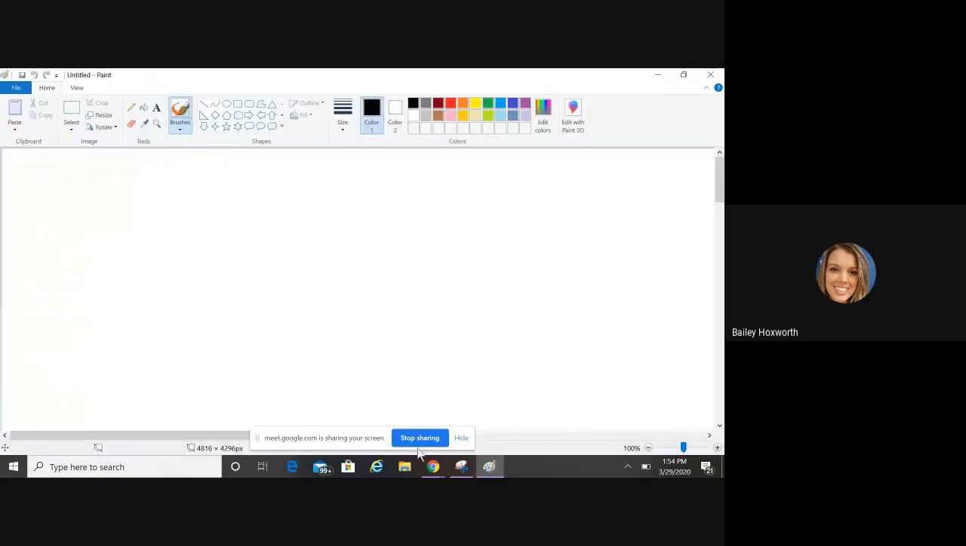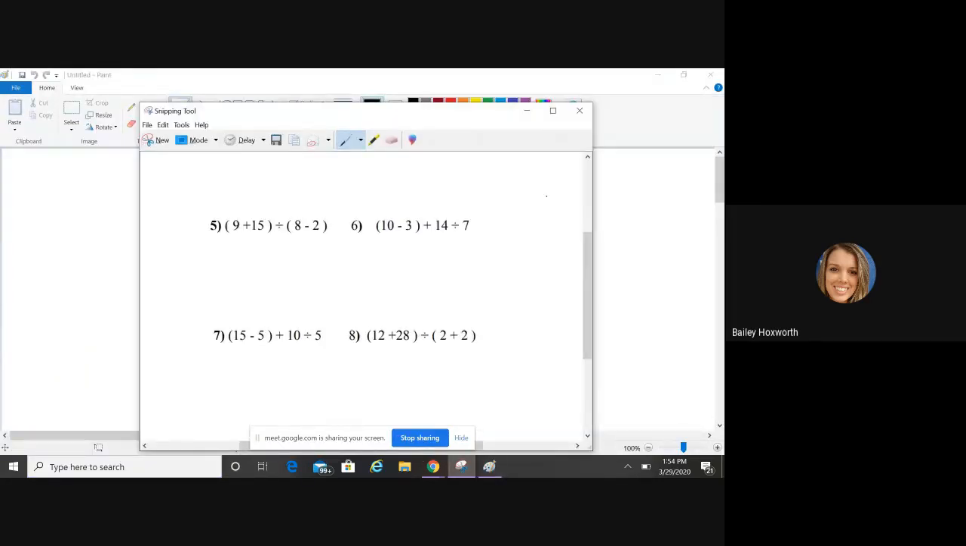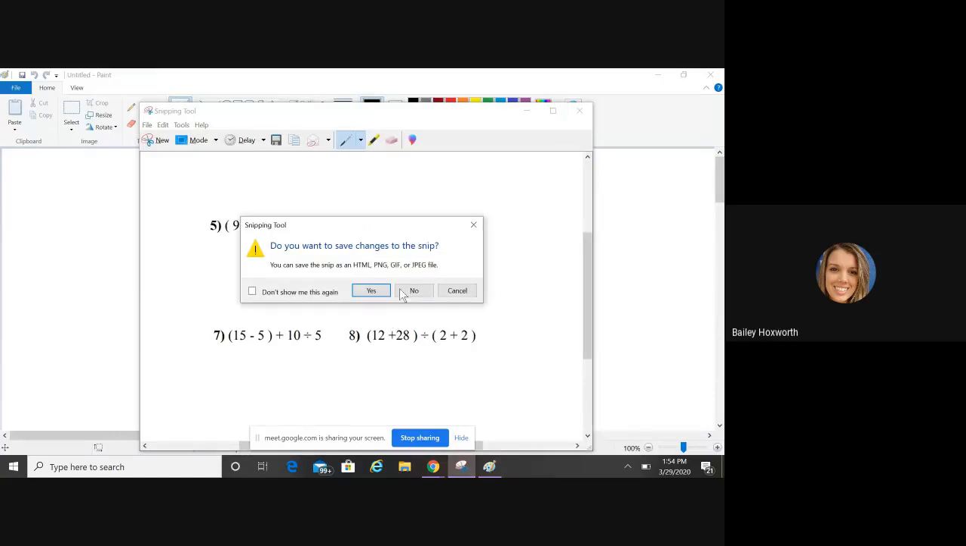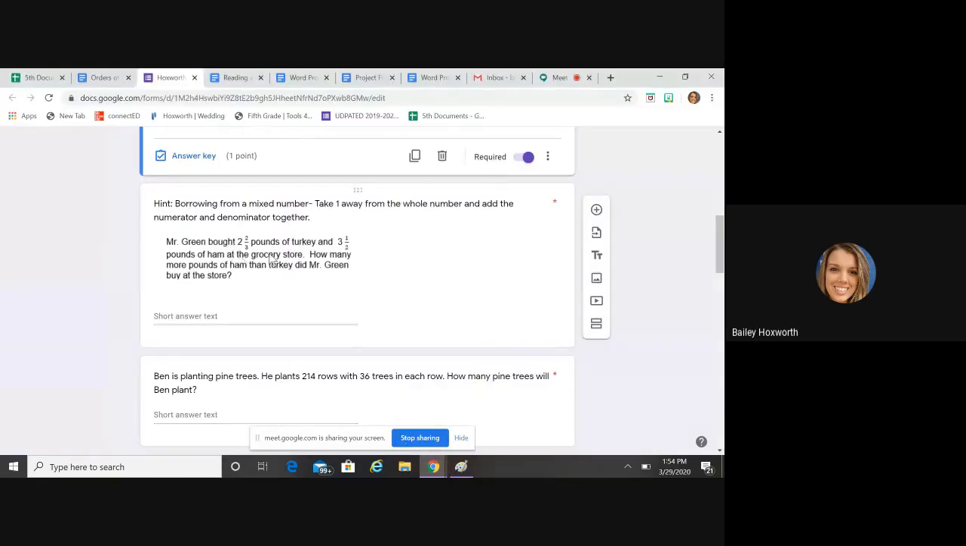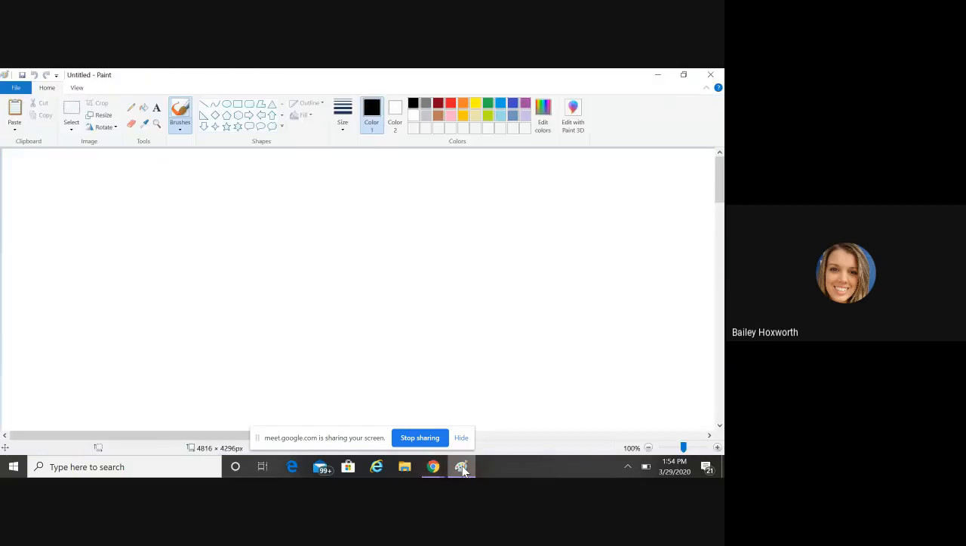Okay, so if I'm borrowing, I know that means that I am going to be subtracting. So how many more pounds tells me I'm subtracting? So I'm going to be taking 3 1/2 and subtracting 2 2/3. So 3 1/2 minus 2 2/3. First things first, do I have common denominators? No. I have to find common denominators.